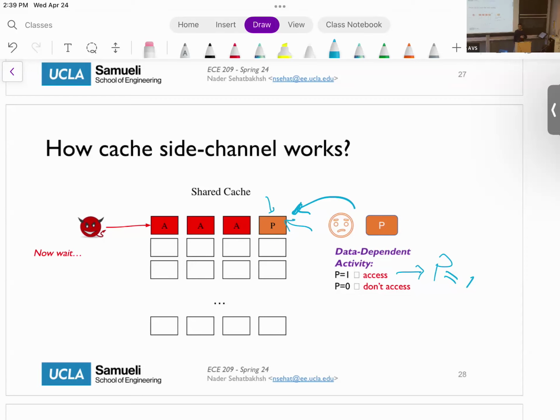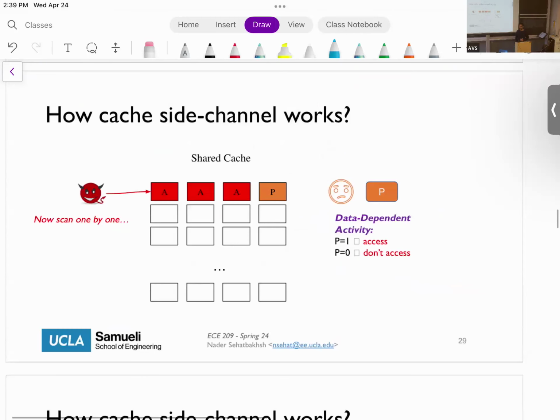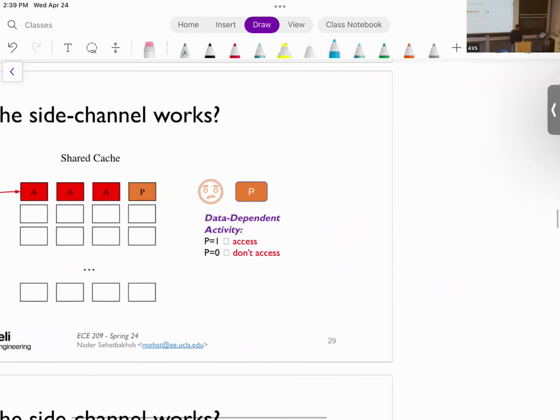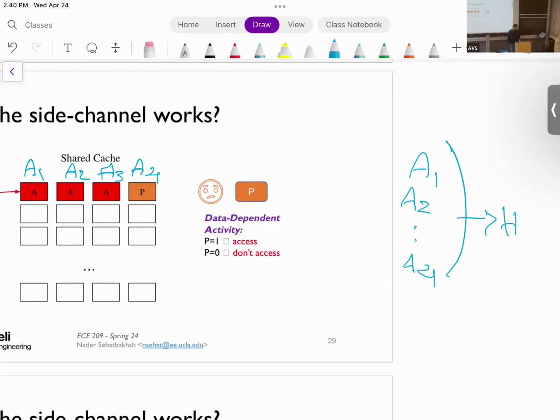So this is the end of the wait period. Now what we're going to have is the probe period. Now the adversary checks the cache again and is going to observe 2 possibilities. Let's say this was address A1, A2, A3, and this used to be A4. The adversary is going to access A1, A2, all the way to A4, and is going to observe 2 possibilities. Either you're going to see that all of them are hits, or you're going to see that 3 of them are hits and 1 of them is a miss.